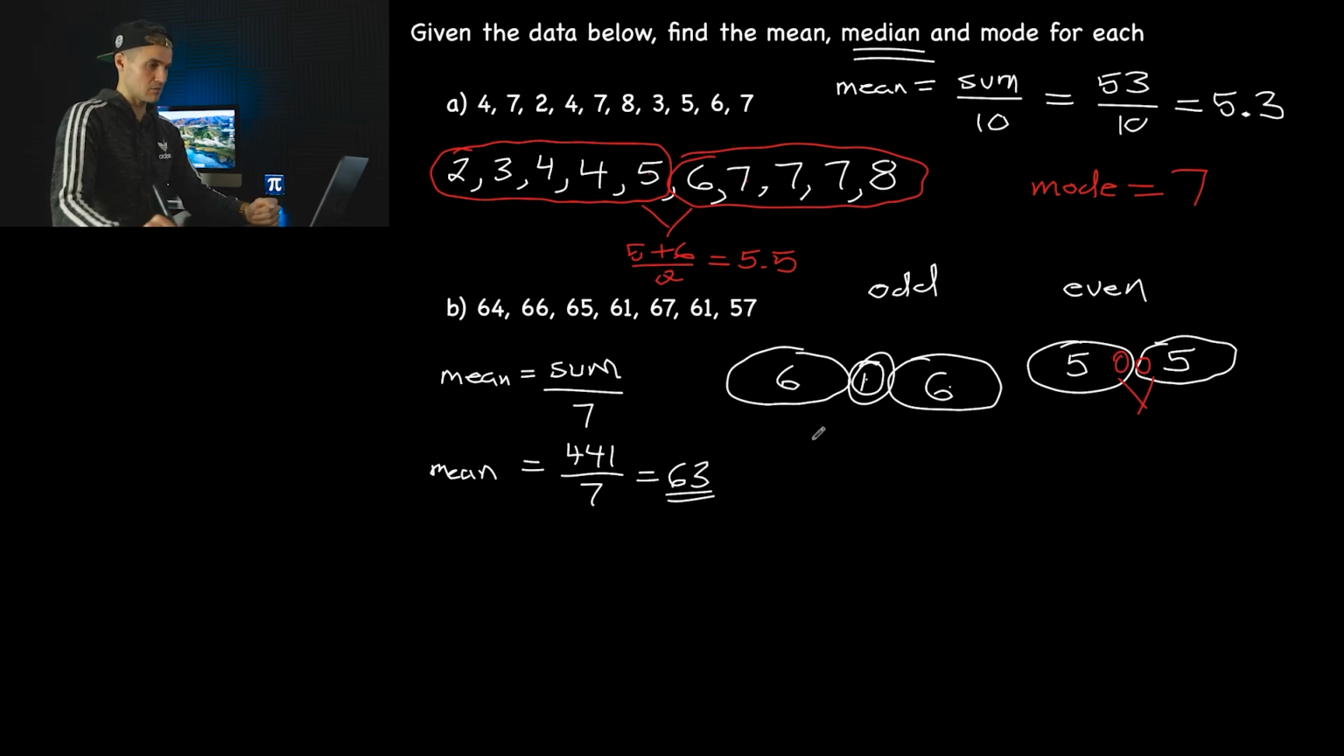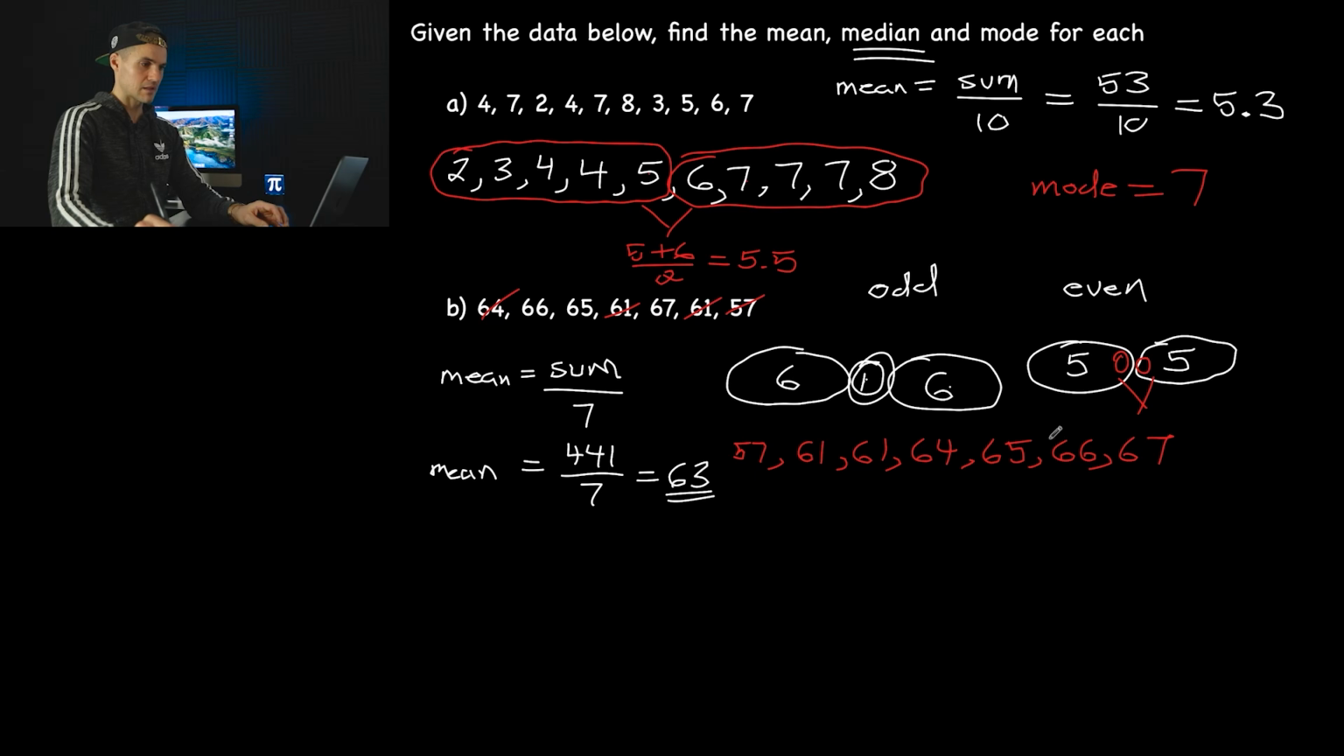To find the median, what we have to do is rewrite these from smallest to largest. So we have 261, so those go away. Oh no, sorry, you've got to be careful. I missed the 57. So we've got the 57, that's the lowest value. Then we've got the 261s. Then we have the 64, and then the 65, and then the 66, and then the 67, like that.